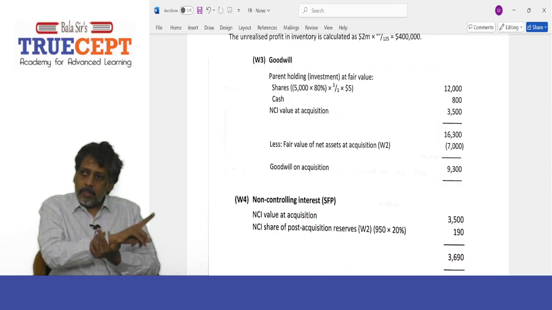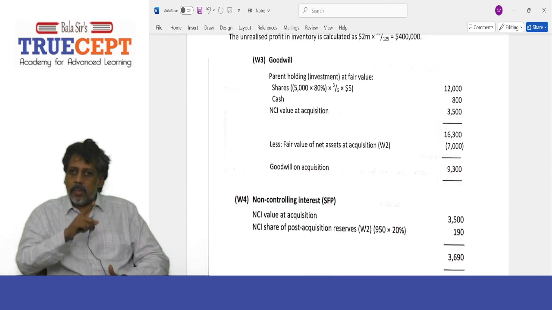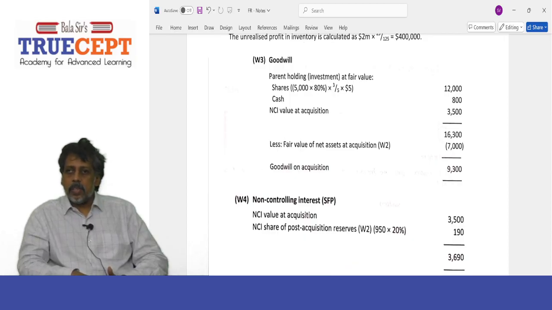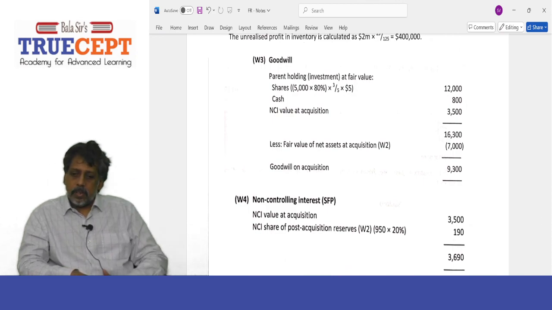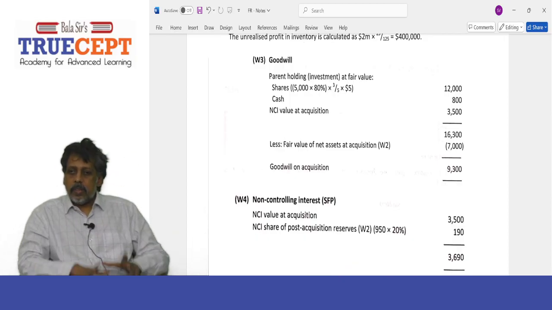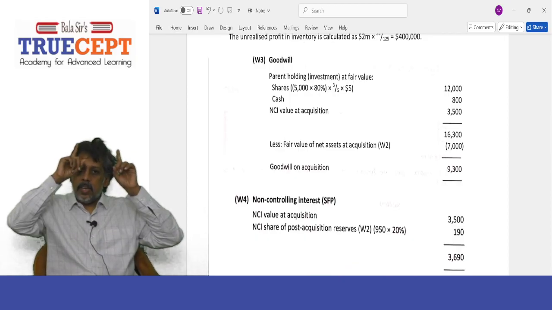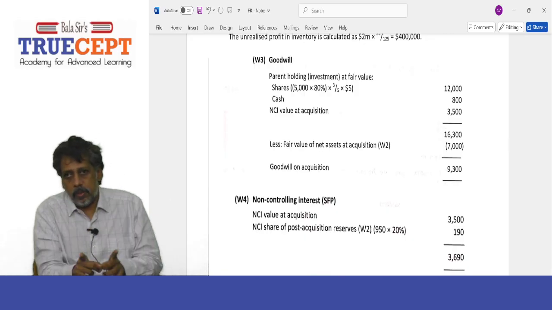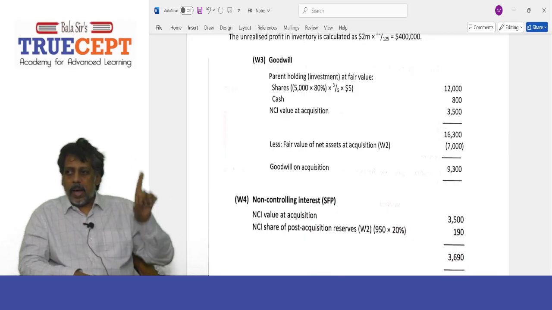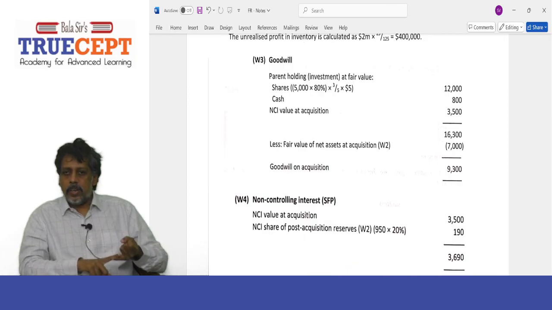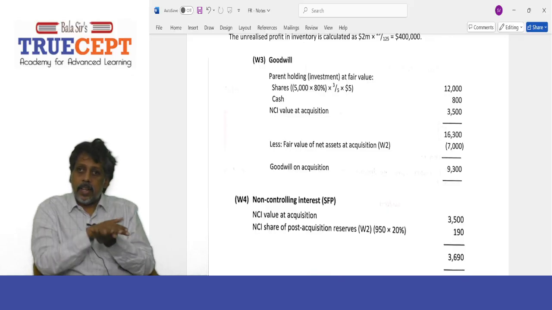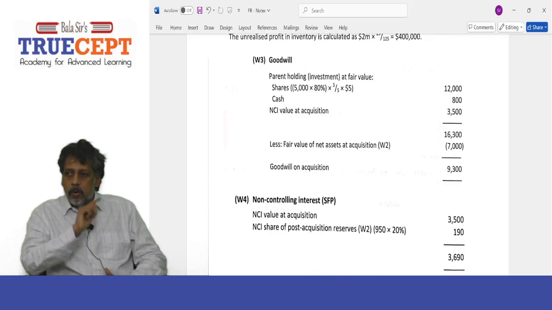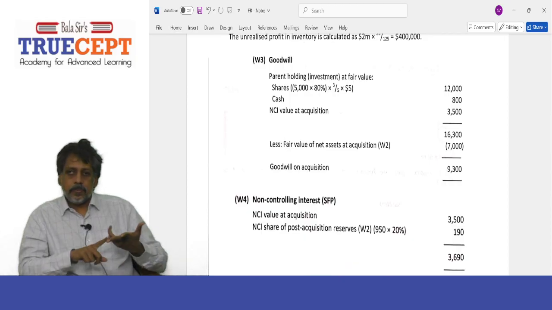16,300. From this, subtract the fair value of net assets acquired. How much? It is 7,000. That is the fair value of net assets at acquisition date. So, what is the net amount? We have 9,300, which is goodwill. That is the excess. This is nothing but para 32 of IND AS 103. Is that fine? Yes, sir. Paragraph 32 of IND AS 103, where the first set of numbers is greater than the second, that is called goodwill. So how much? 9,300. Very good.